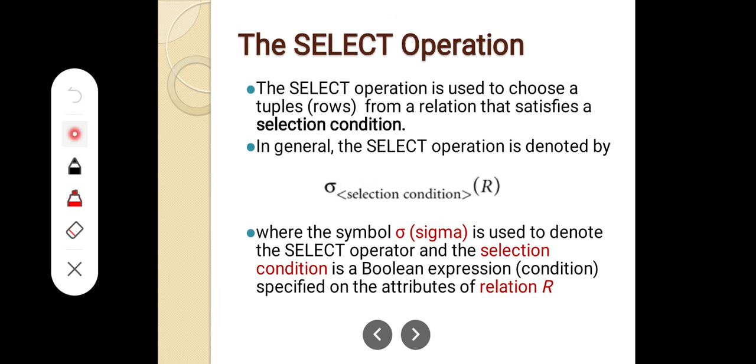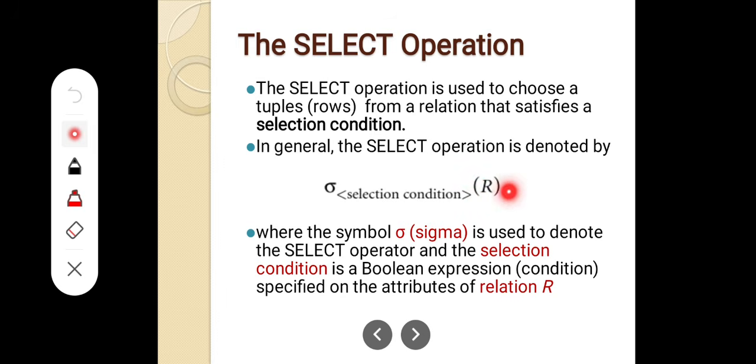So the select operation is used to choose tuples, meaning rows, from a relation that satisfy a particular selection condition. How is the tuple selected? The tuple is selected based on a selection condition. If a tuple satisfies the selection condition, that particular tuple will be selected. The select operation is denoted by sigma, selection condition.